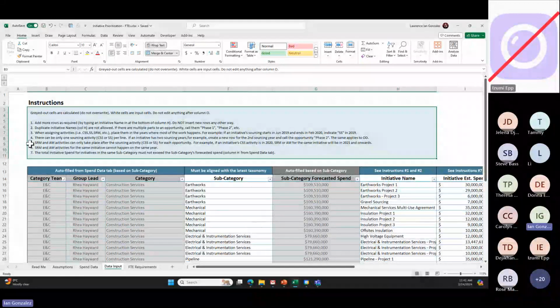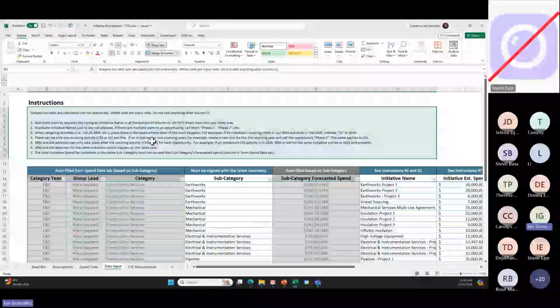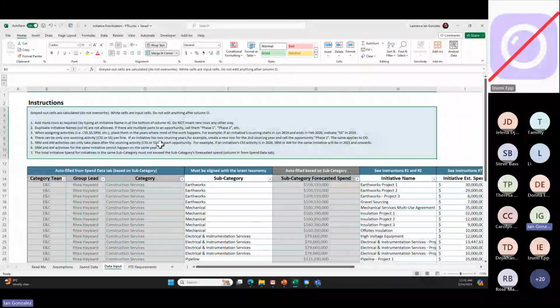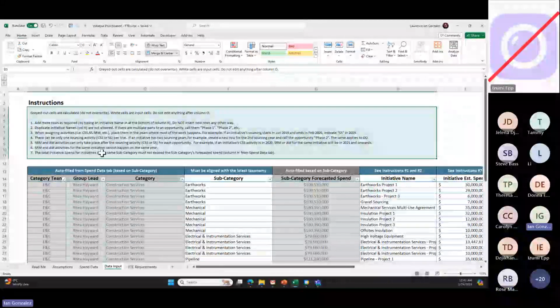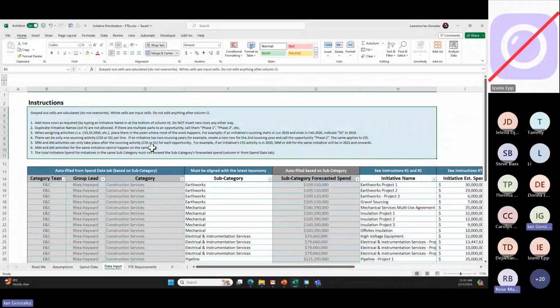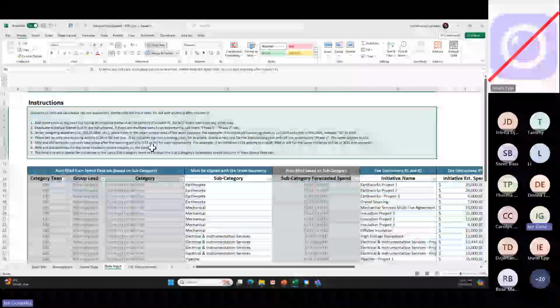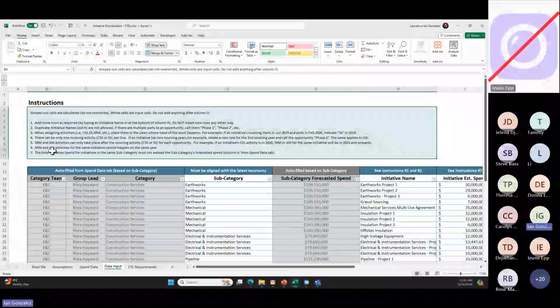Here, SRM and AM activities can only take place after the sourcing opportunity. Of course, you have to source them first before you do SRM. So that logic has to be followed here. You can't put AM before the SS. SRM and AM activities for the same initiative cannot happen in the same year. That's right, you choose one or the other. They can't be both SRM and AM in one cell. You choose either SRM or AM.